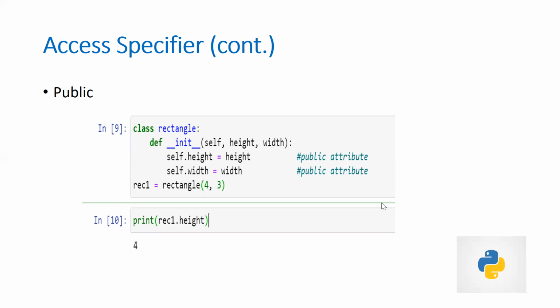Here we just use the same example. We create an init constructor, and here we make the attribute height public. How do we know the attribute is public? There is only the name of that attribute. There is no underscore before that.